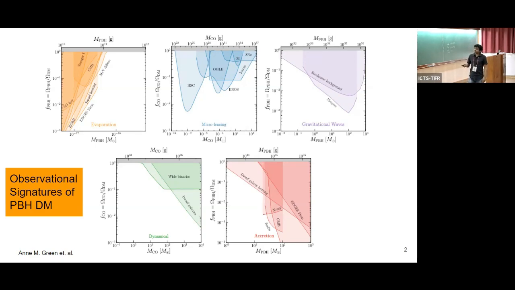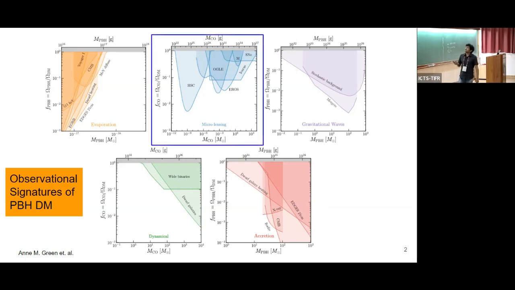There are also constraints if you assume a certain fraction of PBHs along with the stars in certain galaxies, since they will transfer some energy from the dark sector to the visible matter. And if the PBHs are massive enough, they will accrete matter and create radiation, which you will be able to detect in X-rays or radio. My work is specific to the microlensing part.